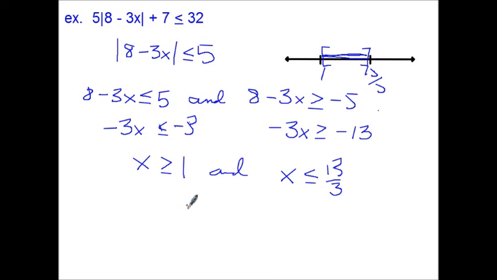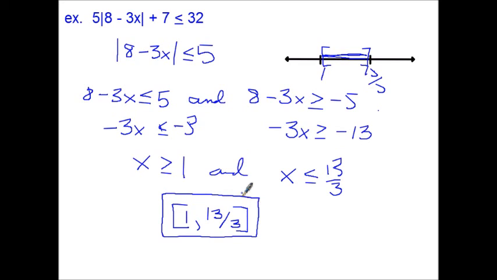But ultimately I want the interval notation answer, which will be a bracket on the 1, comma, 13 over 3, and then close it off with a bracket, because again we're including both ends of that. And there's our final answer. Alright, there you go.